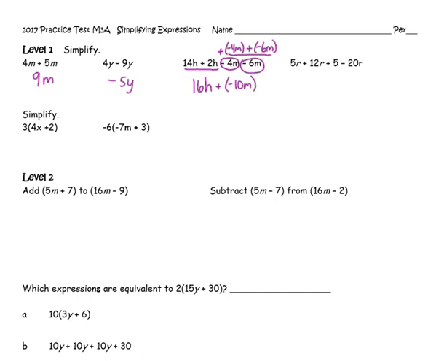You can also rewrite adding a negative using the rule of subtraction, 16h minus 10m. Either one of those would be an acceptable answer.